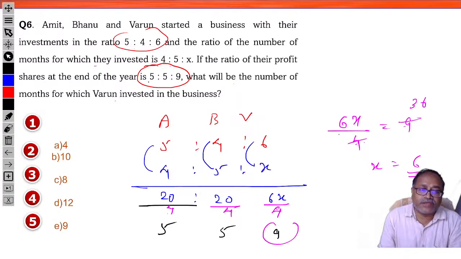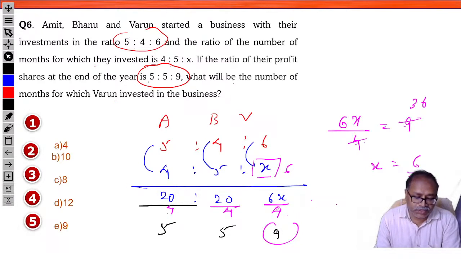Okay, so when this is 6, 36 divided by 4. So he was in the business. Option C. No, sir. No, no, no. I am getting this as Anusha says, option C, 8 months.